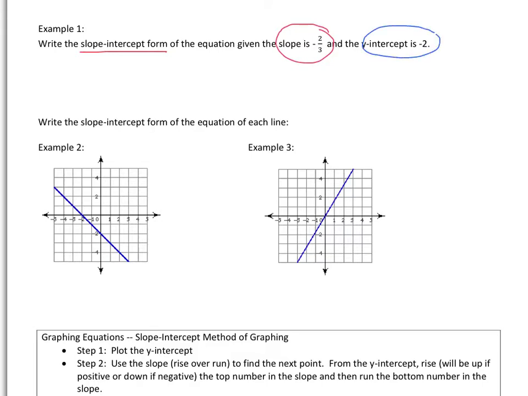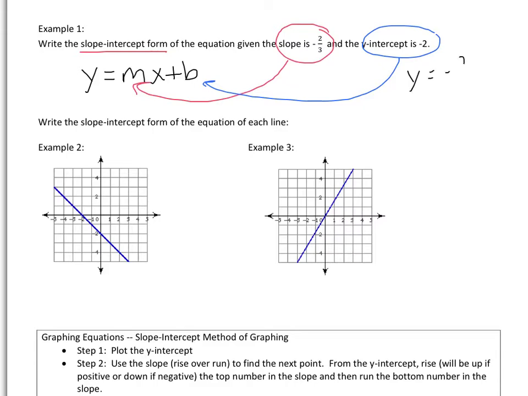We've stated that a line in slope-intercept form is of the form y equals mx plus b. The slope is the m. The y-intercept is the b, which would give you the result of y equals negative 2/3 x minus 2. Now notice that the 2/3 replaces the m and the x is still there. The negative 2 replaces the plus b and it keeps its sign. So this is your answer in slope-intercept form.